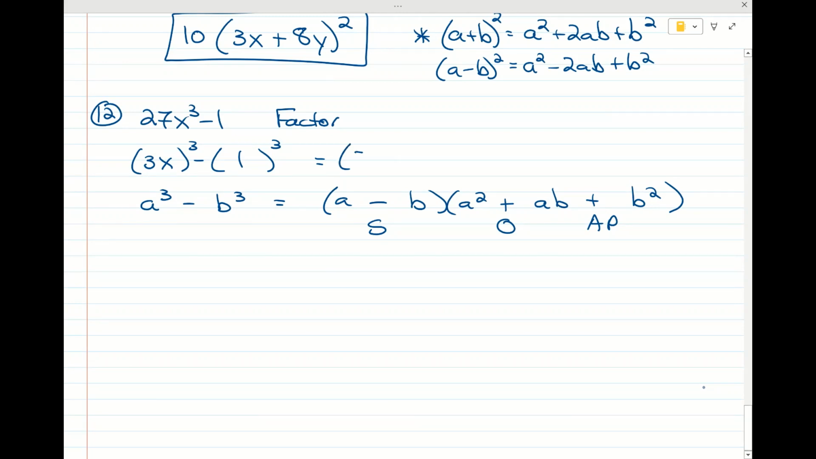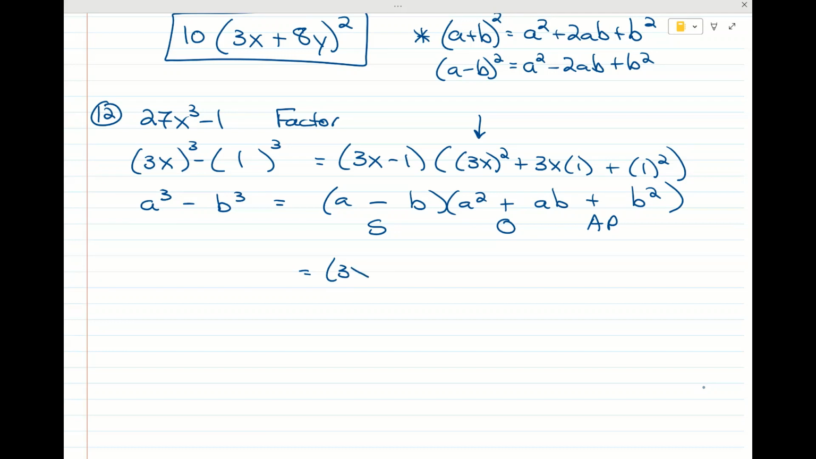So in factored form, this would be 3x minus 1 times 3x to the second power plus 3x times 1 plus 1 squared. But just make sure you put this in parentheses because it's not 3x squared, it's the quantity 3x to the second. So our final factored form would be 3x minus 1 times 9x squared plus 3x plus 1.